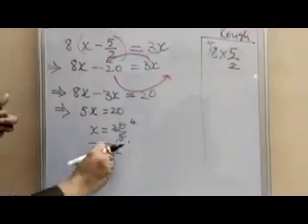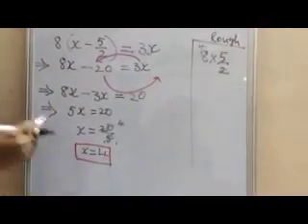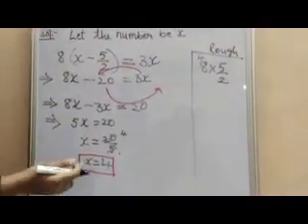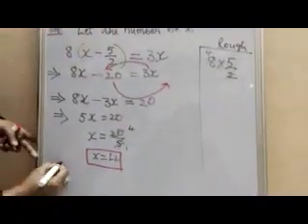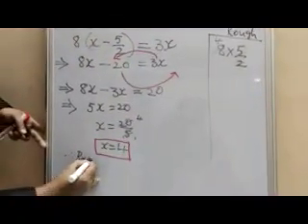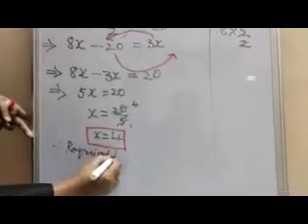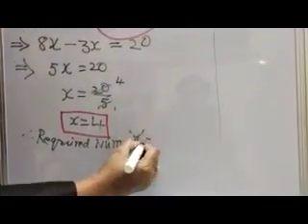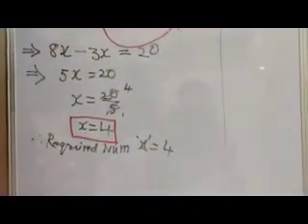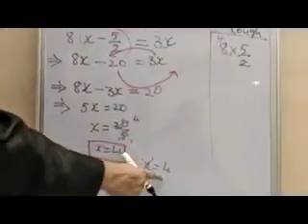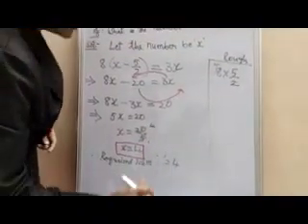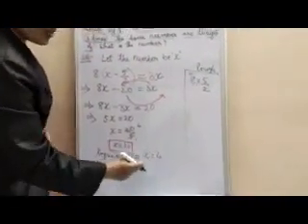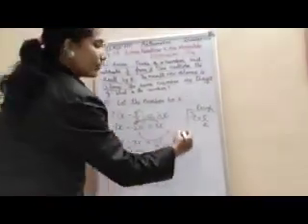X is equal to 4. The required number we need is x. X is assumed as the required number. Therefore, the required number is x equal to 4. You can verify whether the solution whatever you got is right or not.